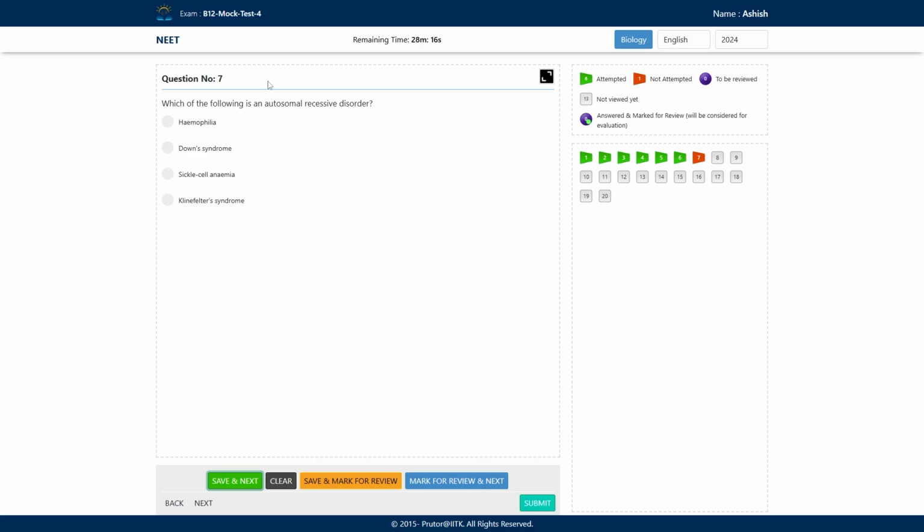Next, which of the following is an autosomal recessive disorder? Autosomal means it is linked to autosomes. Recessive disorder means the mutation, which is in the genes present on the autosomes, is recessive, and it will only be expressed in the homozygous condition. Which of the following disorders is autosomal recessive? First is hemophilia, second is Down syndrome, third is sickle cell anemia, fourth is Klinefelter syndrome. What would be the correct answer?